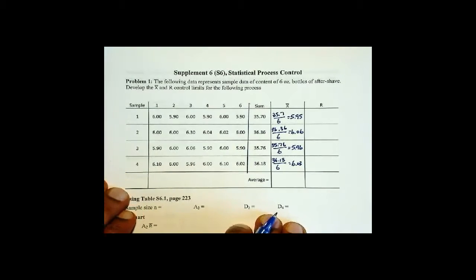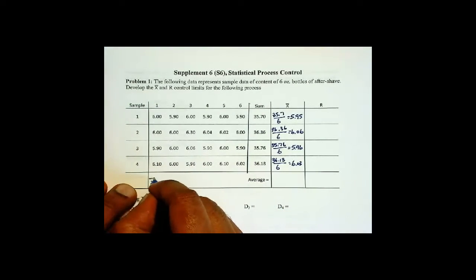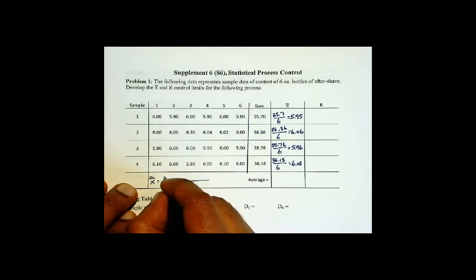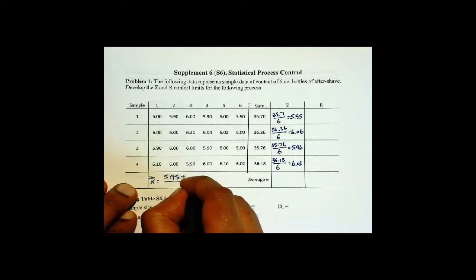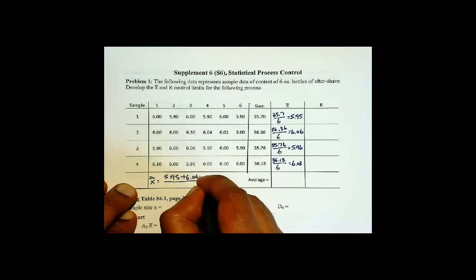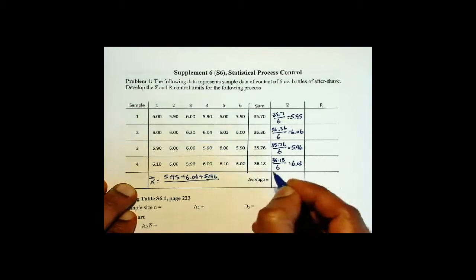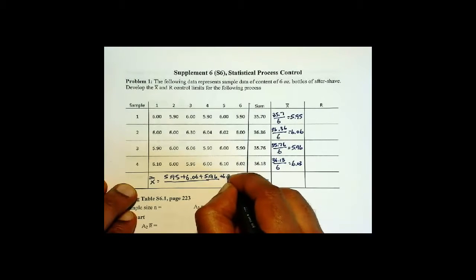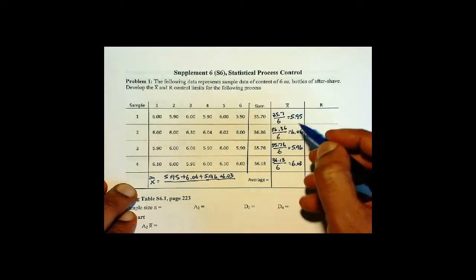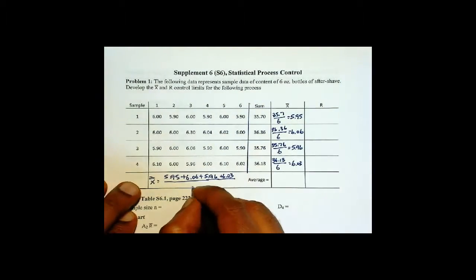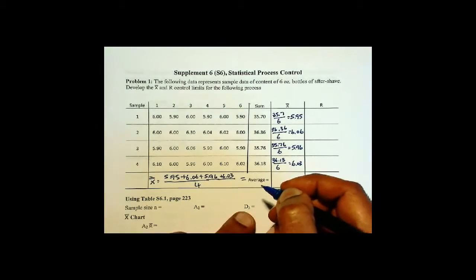Now this X double bar then is you add all of these up, 5.95 plus 6.06 plus 5.96 plus 6.03, and then there are 4 of these, so divide by 4 and that gives us 6.0.